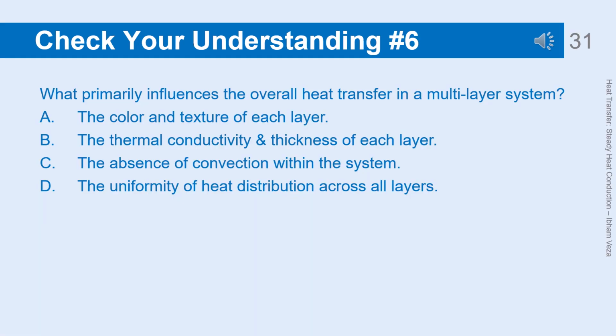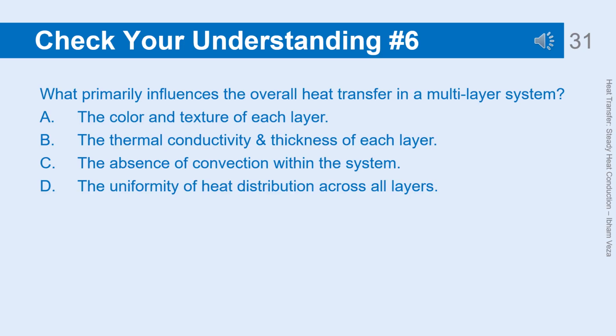The answer is answer B, the thermal conductivity and thickness of each layer in the system. Explanation of incorrect answers. A. Incorrect. Color and texture do not directly affect heat transfer. Thermal properties like conductivity and thickness are key.